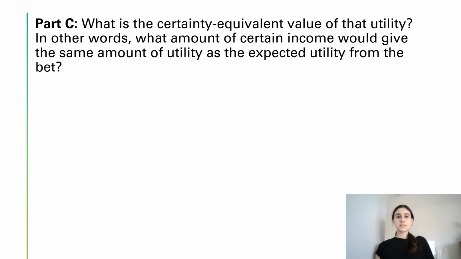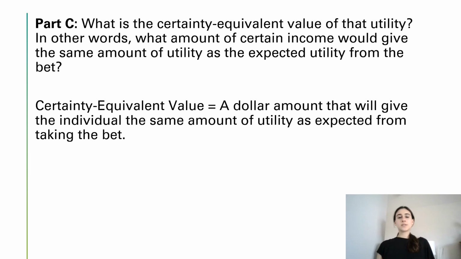Let's move on to Part C. Part C asks, what is the certainty equivalent value of that utility? In other words, what amount of certain income would give the same utility as expected from taking the bet? Again, before we jump into this problem, let's define some terms. So what is a certainty equivalent value? A certainty equivalent value is a dollar amount that will give the individual the same utility as taking the bet.